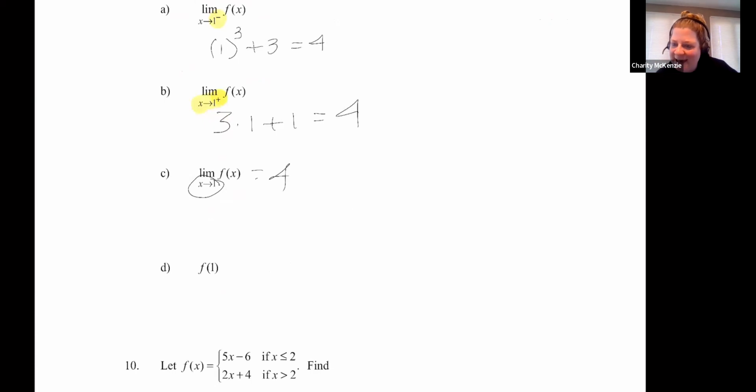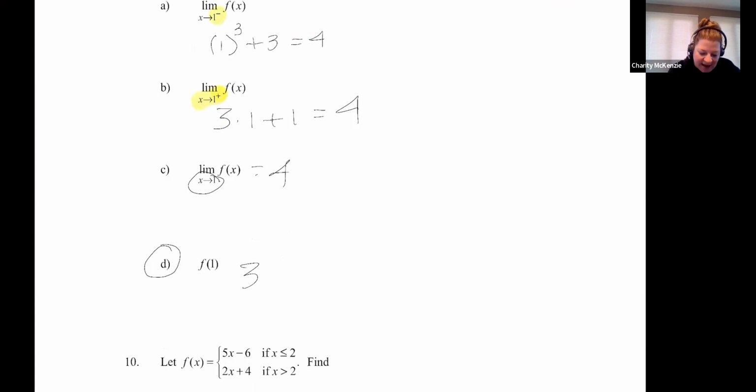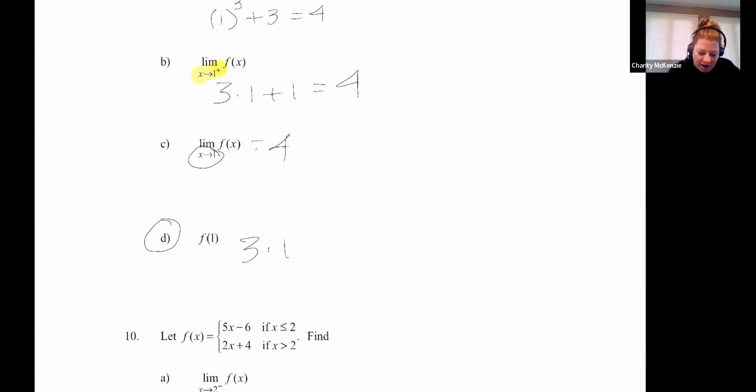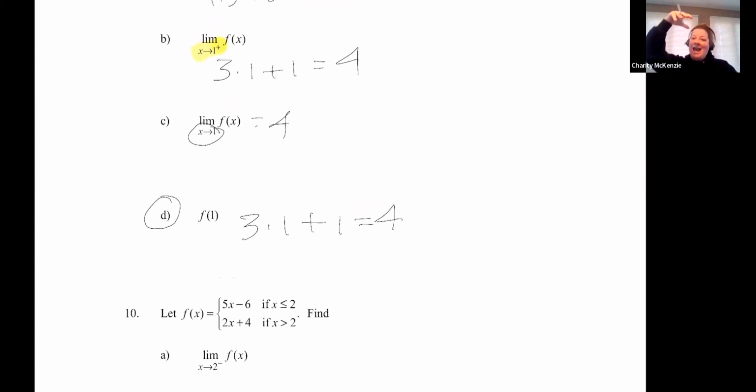Now, what is this last one saying? It's totally algebra. It's just saying, what is the actual value at 1? This has nothing to do with the limit. So we go back, and it is using the highlighted one because it has the equal sign right here. So we're going to use the 3 times 1 plus 1 function, which is still 4. So the value is 4. It doesn't have to be the same as the limits, but it is. That means it's continuous, which is coming up in another section. Both sides are going to the same thing and the middle's there, so it's a continuous function.